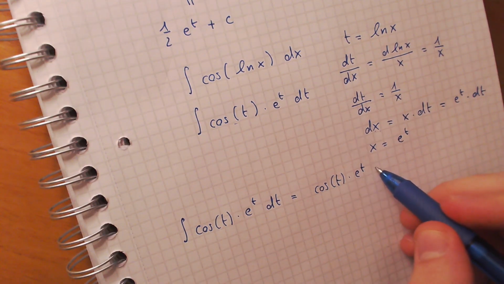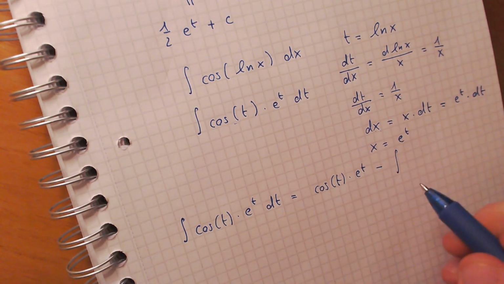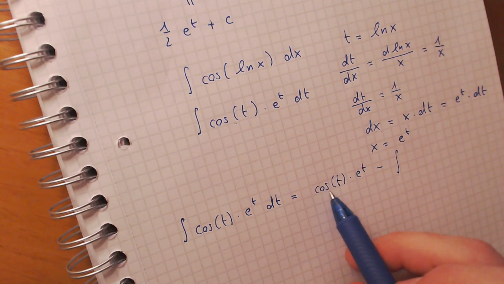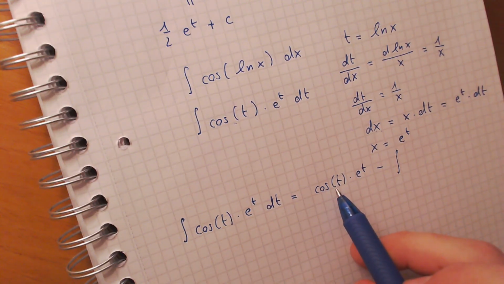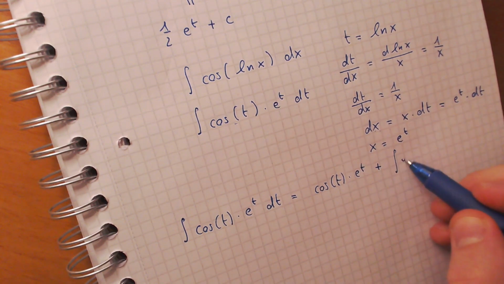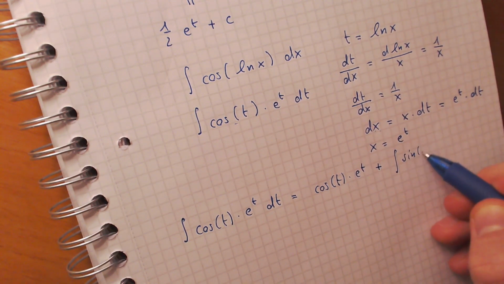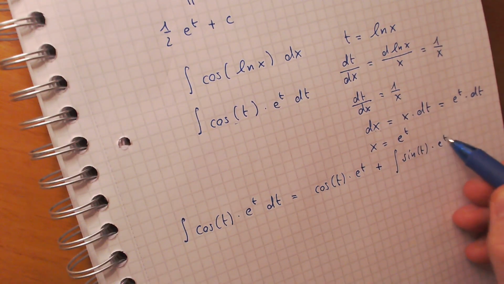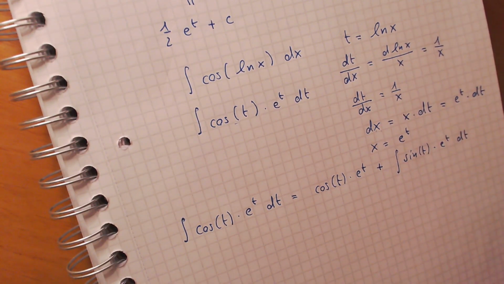And then we have minus the integral of the derivative of the cosine, which is minus sine. So here we will get a plus sine of t times e^t dt. Okay.